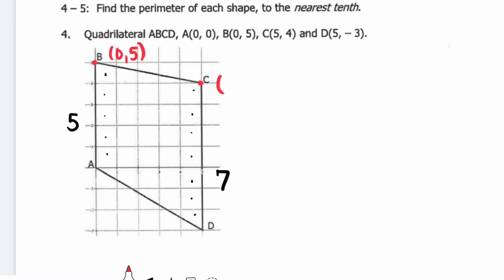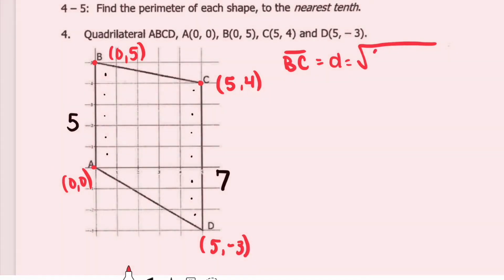They gave us the coordinates for these points. So you can use the distance formula nice and easy, or you can use the Pythagorean theorem. I'm going to use the distance formula because I like the distance formula better, but it's up to you how you want to do it. And then you're just going to plug everything in to the formula we learned yesterday.